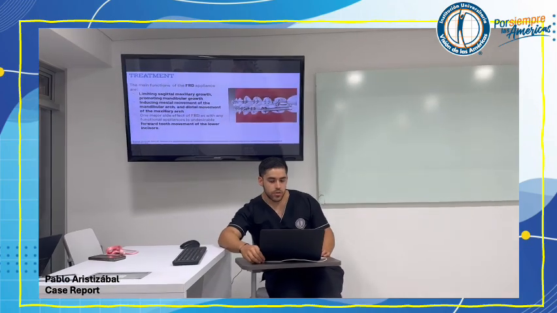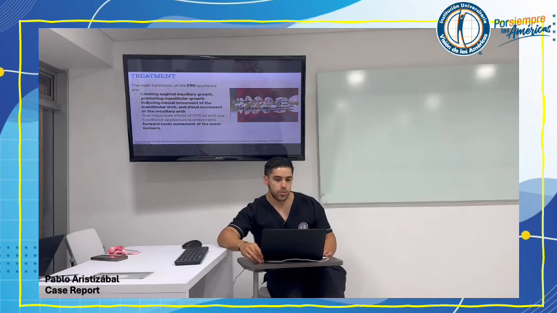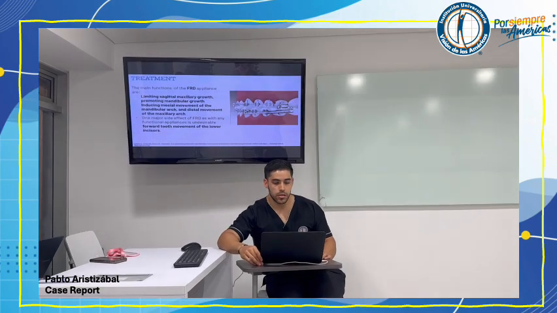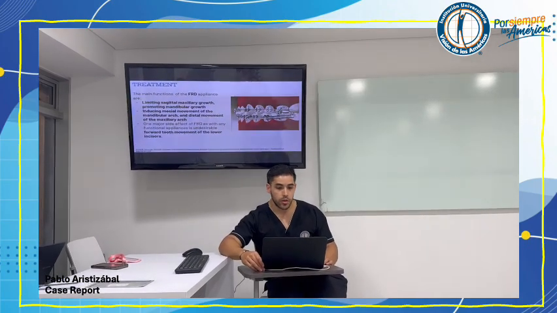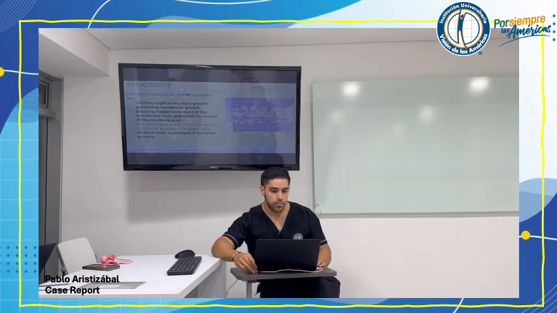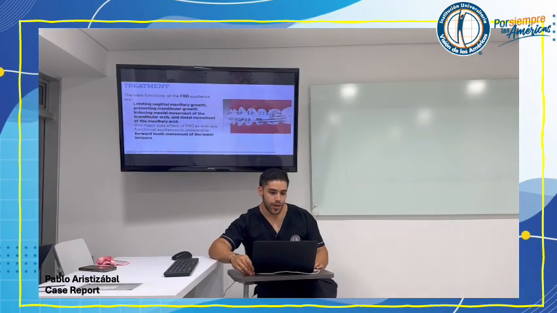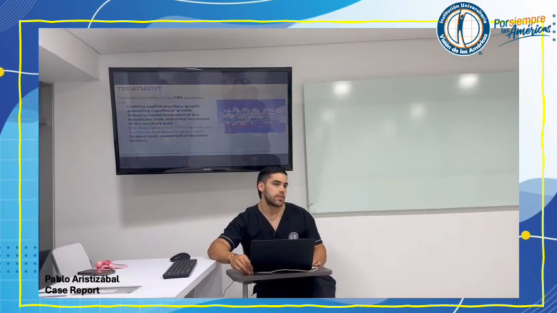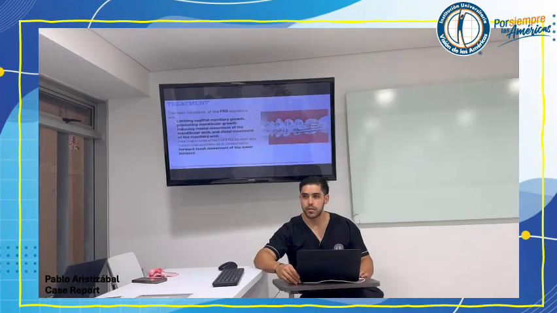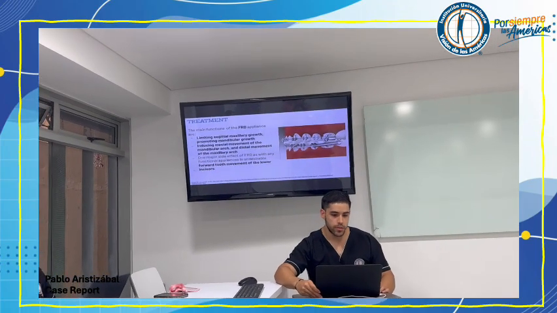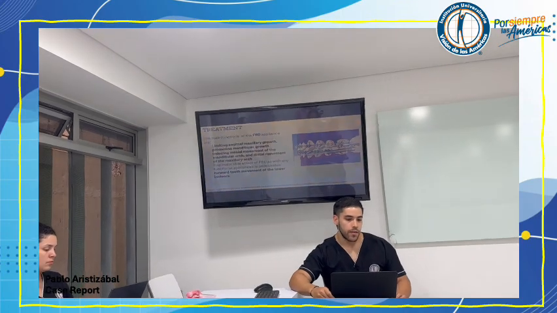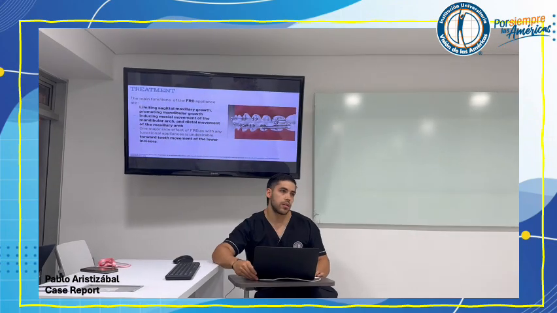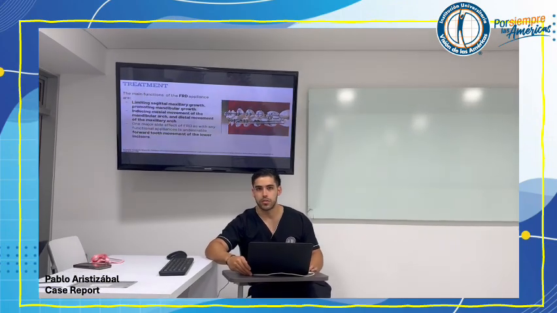So the main functions of this Forsus fatigue resistant device are, first of all, limiting the sagittal maxillary growth, promoting the mandibular growth, inducing mesial movement of the mandibular arch and distal movement of the maxillary arch. But this device has a very important side effect: the forward tooth movement of the lower incisors, meaning the proclination of the lower incisors.